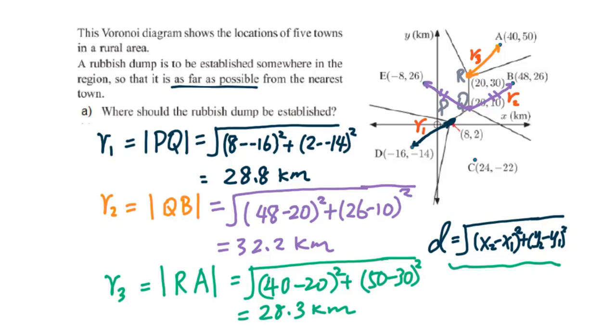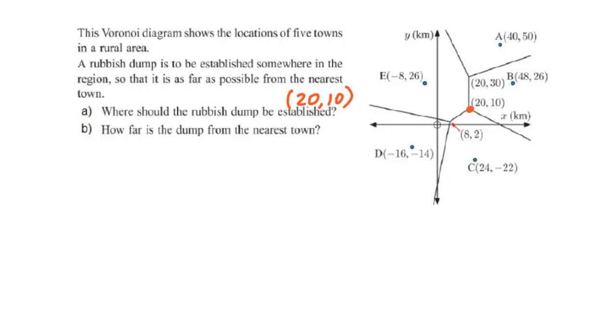Since R2 has the largest radius, therefore the rubbish dump will be built on the vertex Q. How far is the dump from the nearest town? It's 32.2 kilometers. Say which towns are closest to the dump. It will be E, C, and B.